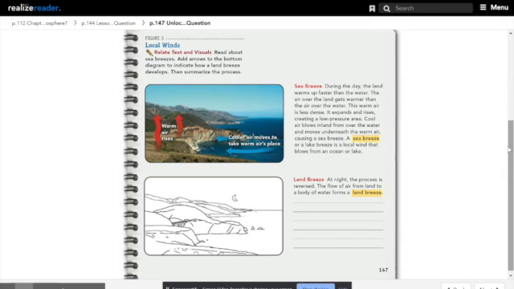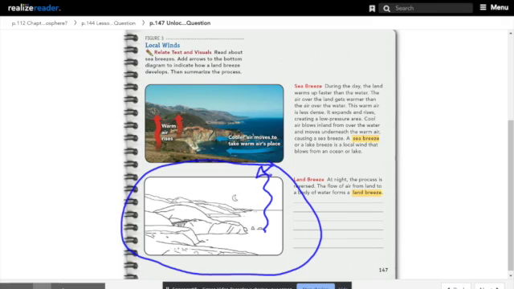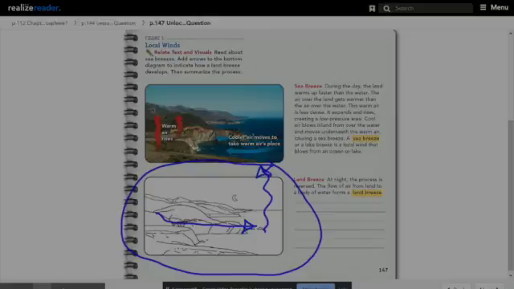So if we look at the picture underneath this bottom picture, the land is going to cool off faster at night, and the water is going to retain some heat from the day. So heat is going to rise over the water, and the colder, denser air is going to move out over the sea, creating that land breeze.